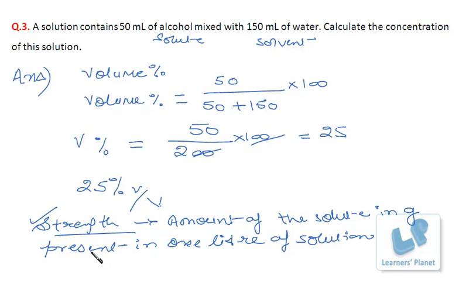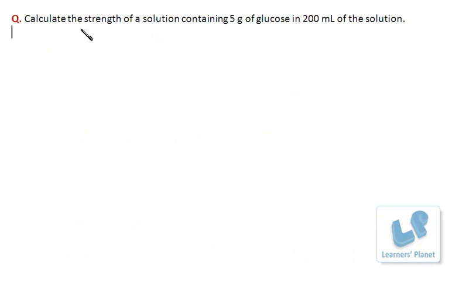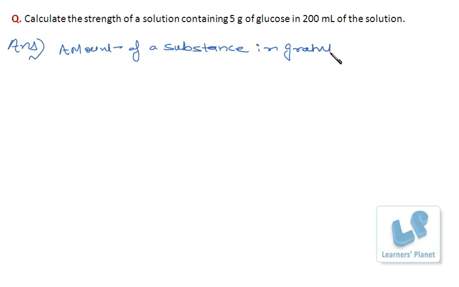So you are asked to find out the strength of the solution. The question is, calculate the strength of a solution containing 5 gram of glucose in 200 ml of solution. What is strength? Strength is nothing but the amount of a substance in grams present in 1 liter of solution. That is what strength is.